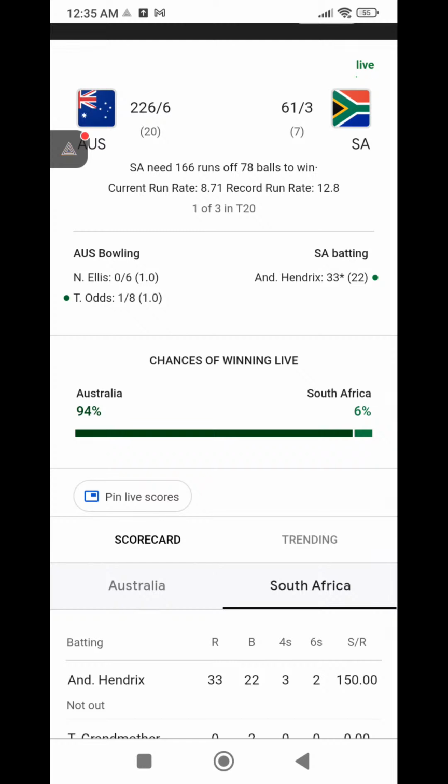Australia 94 and South Africa 6, chances of winning live. So 7 overs completed, 61 for the loss of 3 wickets.